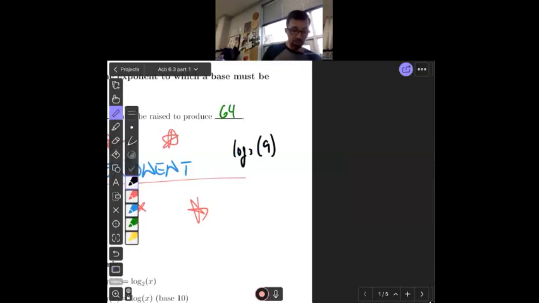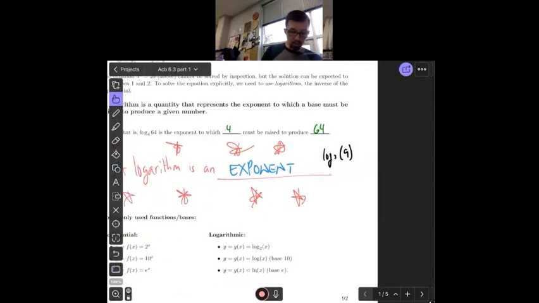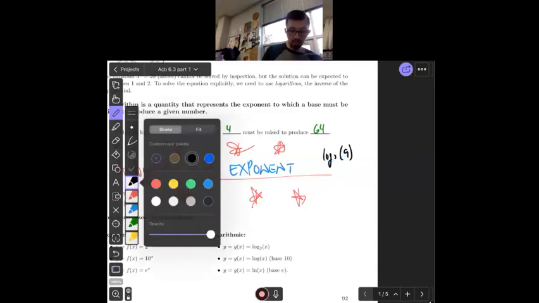What this means, right? Log base 4 of 64: the exponent to which 4 must be raised to produce 64. I think that's way overly wordy. This log base 3 of 9 means 3 to the what power is 9.